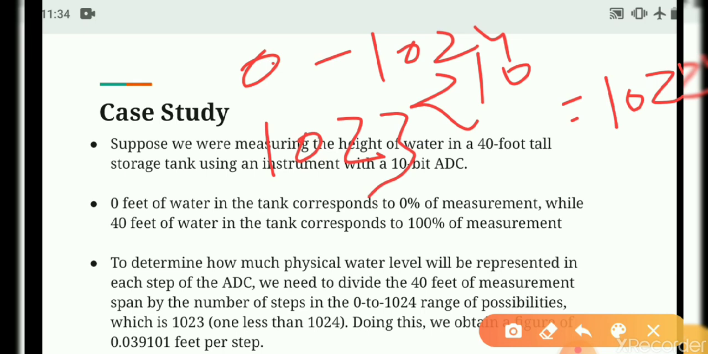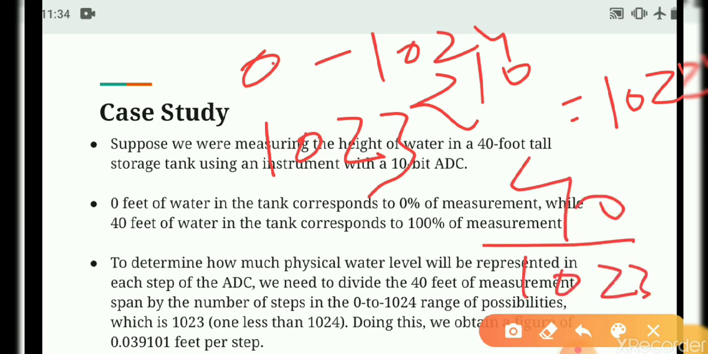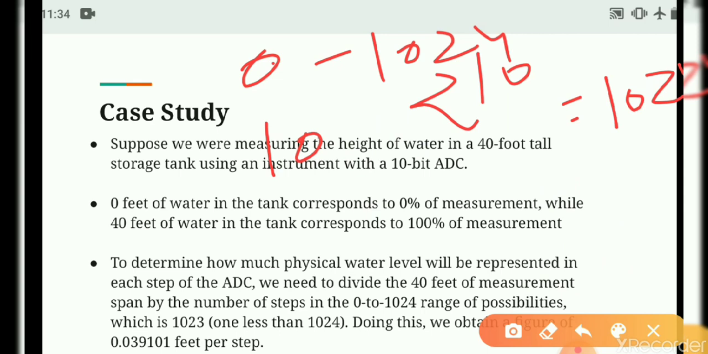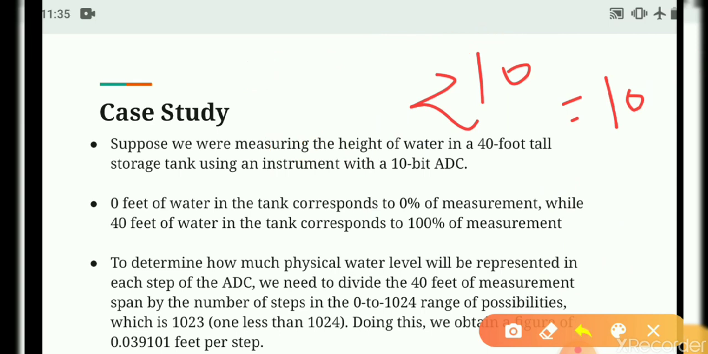So if we want to calculate each step size, then we must divide 40 by 1023, and it will come as 0.039101 feet. That means one step corresponds to 0.039101 feet, which is nearly equal to 5 inch. So this 5 inch or this 0.039101 feet is the resolution of the ADC used in this case. So you can define resolution as the step size between the successive steps.